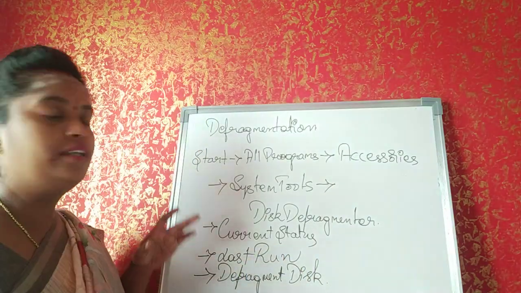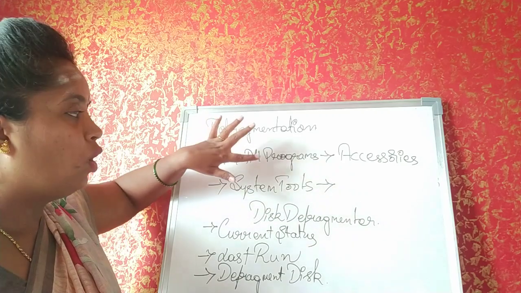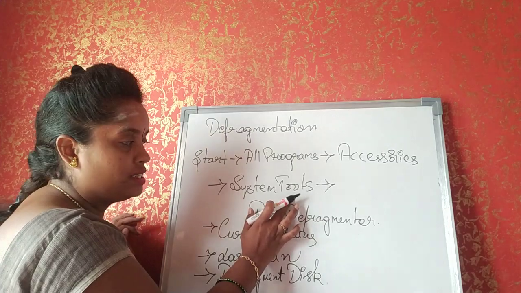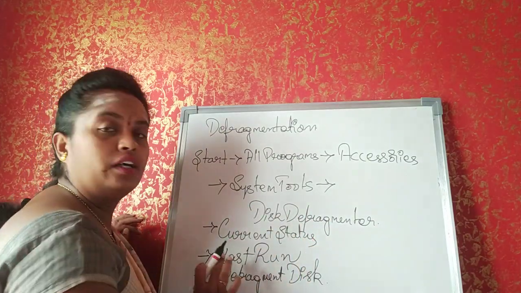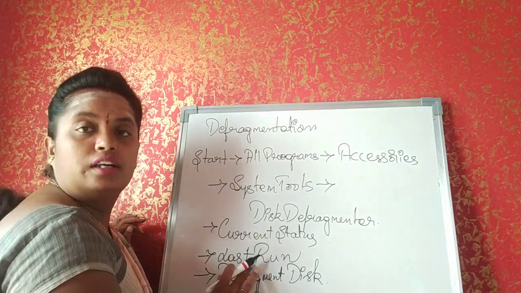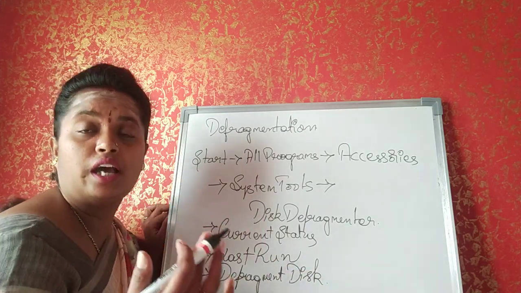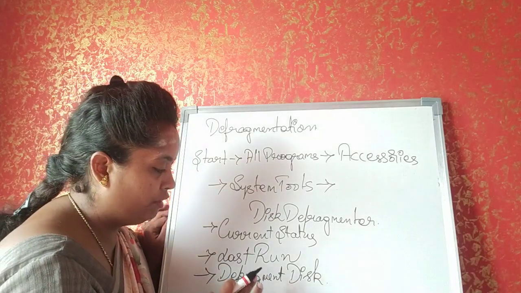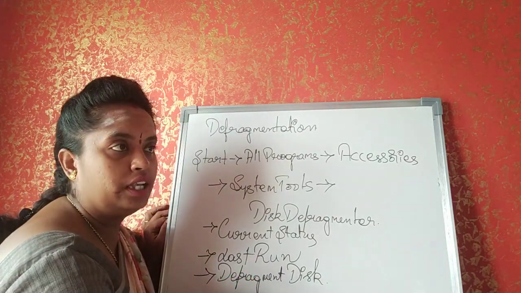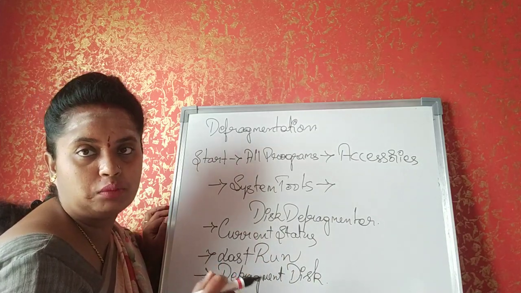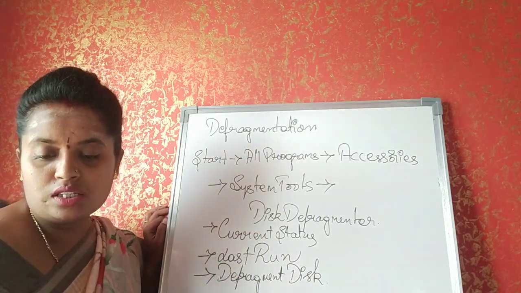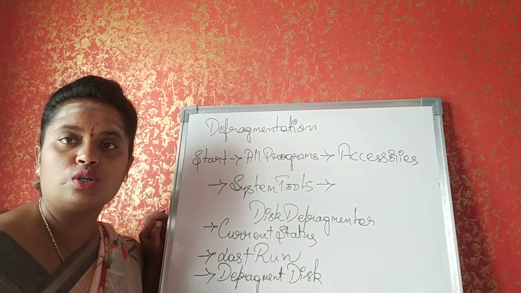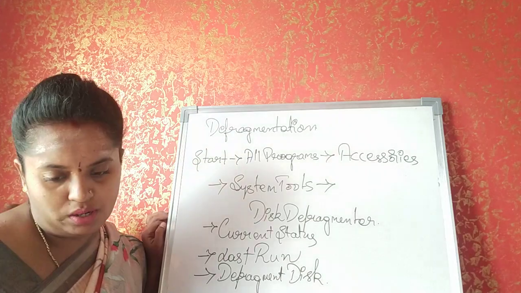So how do you use it? Click on start, then all programs, accessories, then system tools, disk defragmenter, then the current status, last run, or wherever you have stopped, or whichever disk you want to rejoin. Rejoin the files or the folders. Then click on defragment disk. This is how you are supposed to use the defragmentation process.